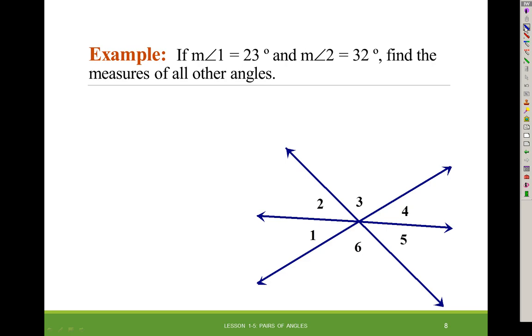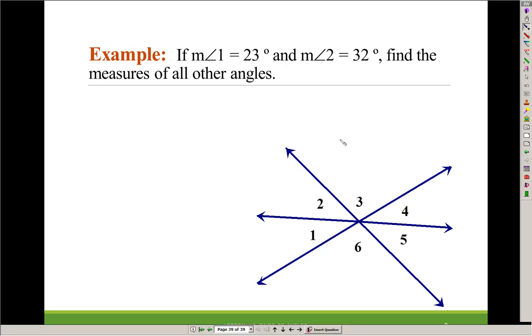How about this example? Measure of angle 1 is 23 degrees. Measure of angle 2 is 32 degrees. Let's find the measures of all the other angles. Well, I can see right here that I have a straight line, and a straight line has angles that add up to 180 degrees. Now this is 3 angles, so they're not supplementary.